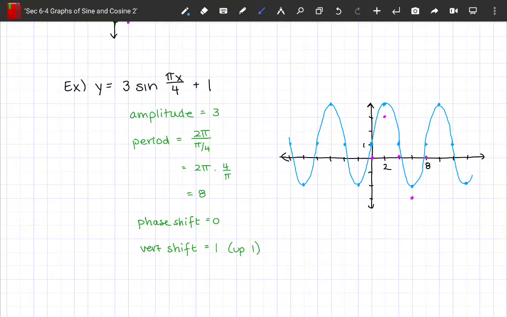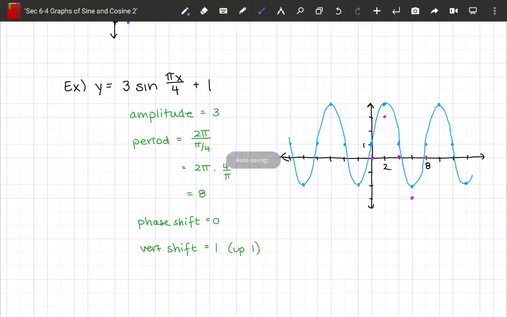before any shifts, if I start at 0, I'm going to go up 3 units, down 3 units, and back to the middle. That gets me my S for sine. But then I just have to shift everything up 1 unit. So each one of these pink points went up 1 unit. And then I just continued the pattern, and that gave me the rest of the graph. So there's graphing for you.